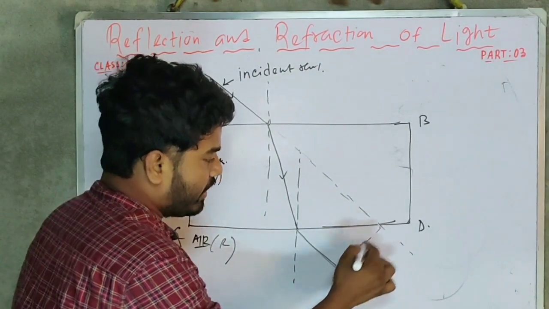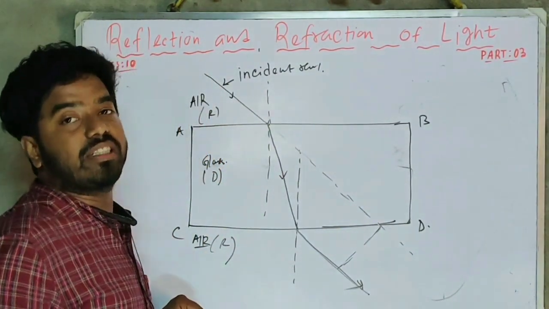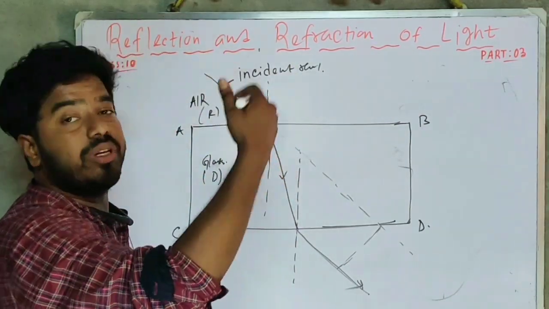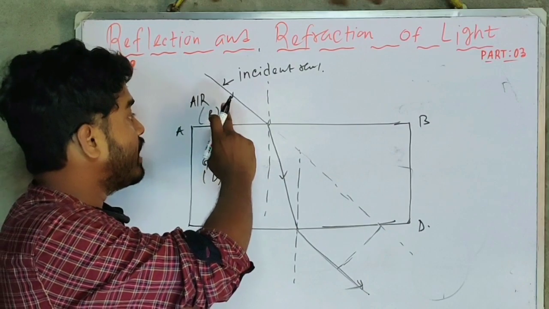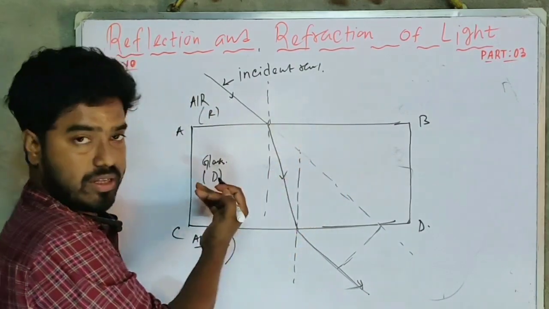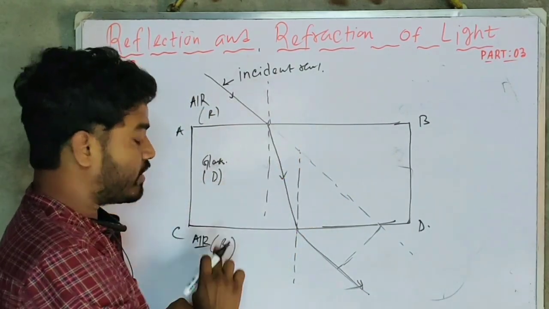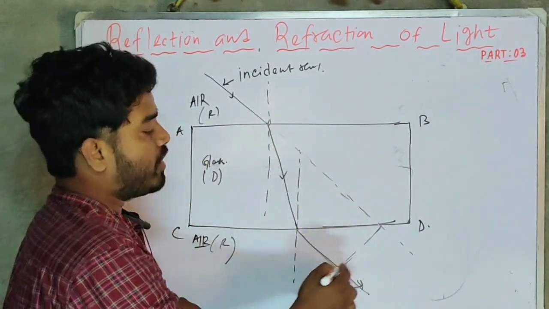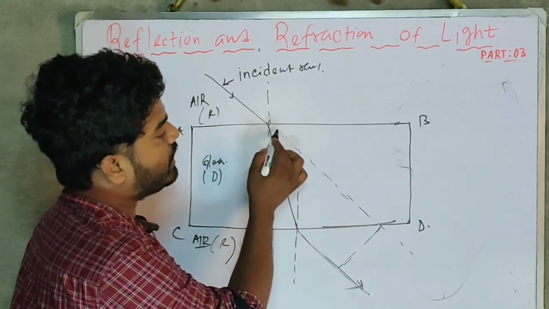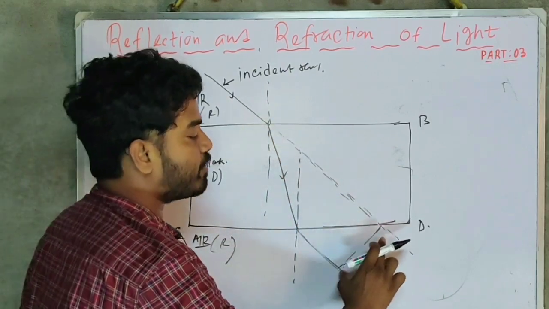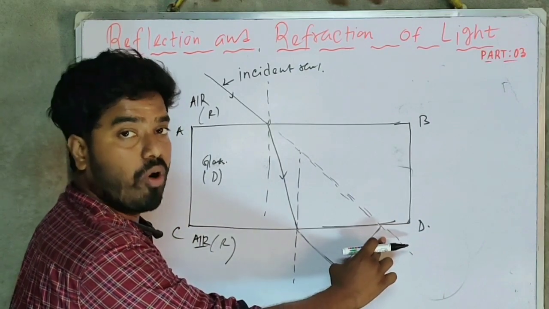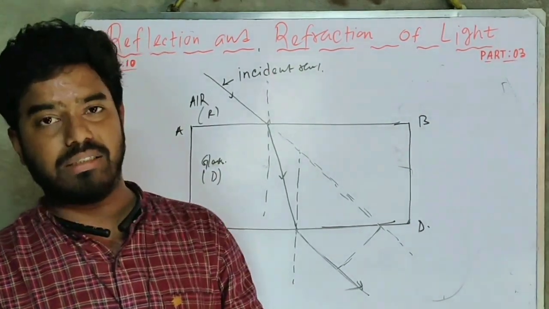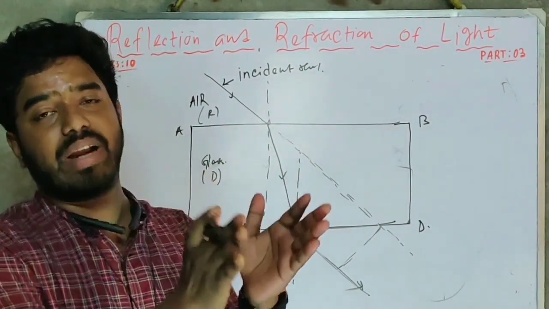Here this perpendicular distance represents lateral displacement, and light bends here due to refraction of light. First case, light travels rare to denser, that's why light bends towards the normal. Second case, light travels denser to rare, that's why light goes away from the normal. And finally, if we draw the final refracted ray and the original incident ray direction, then this perpendicular distance is called lateral displacement.